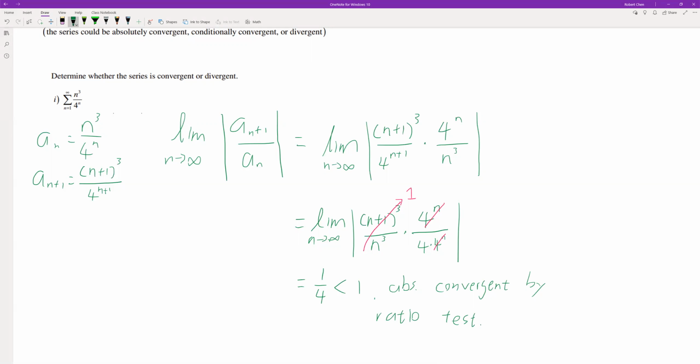Okay. So pretty easy to work with, right? Once you know what to do, basically you put them in the form of a ratio, take n to infinity, and see what the result is. All right, let's look at another type of test.